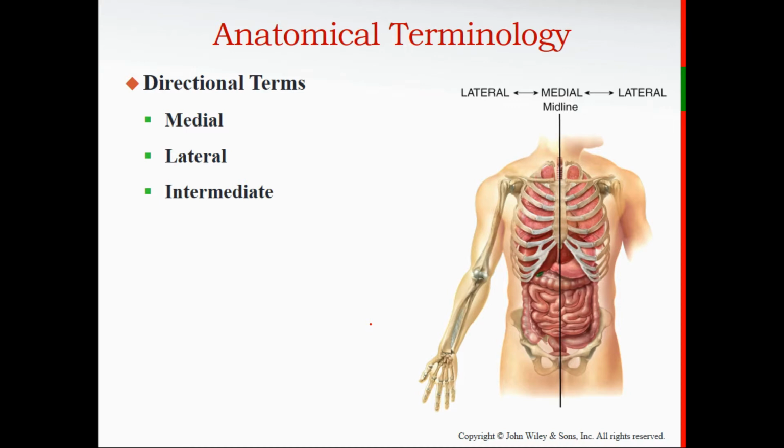Medial means something is closer to the midline. So I mentioned the thumb earlier. If you look over here, we're in the anatomical position. The thumb is away from the midline, so it would be more lateral than the pinky, because here's the midline. The thumb is further away, and in the anatomical position, the pinky is more to the midline. Lateral is away from the midline.